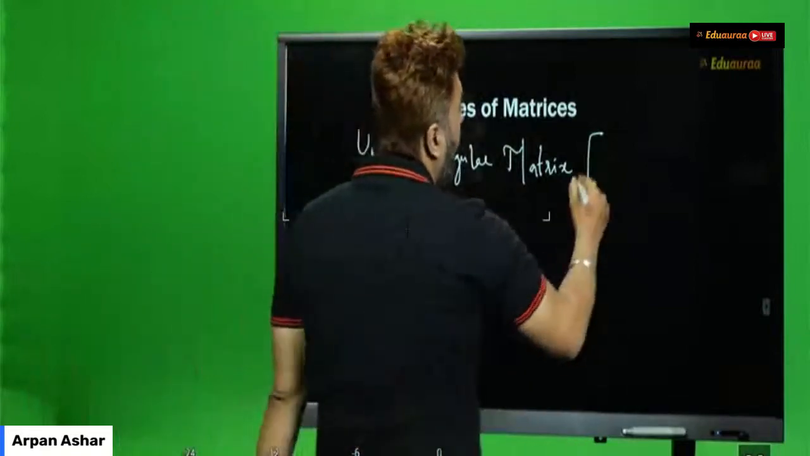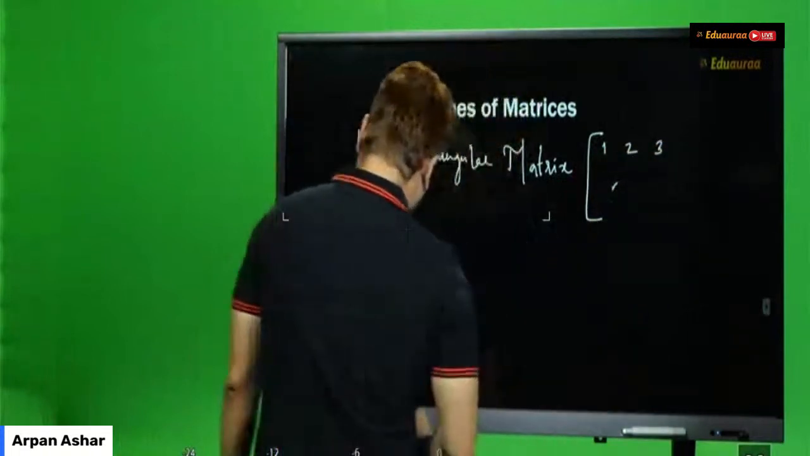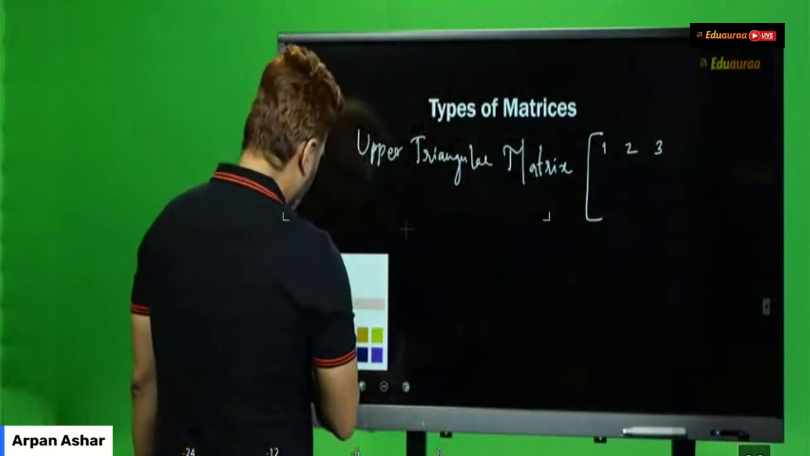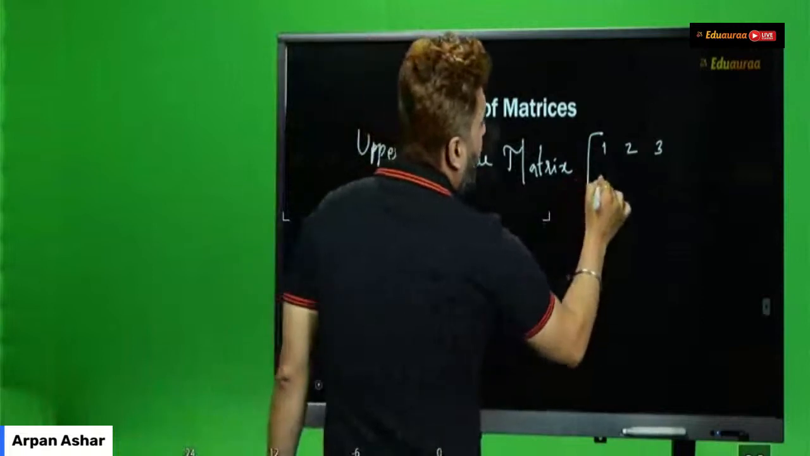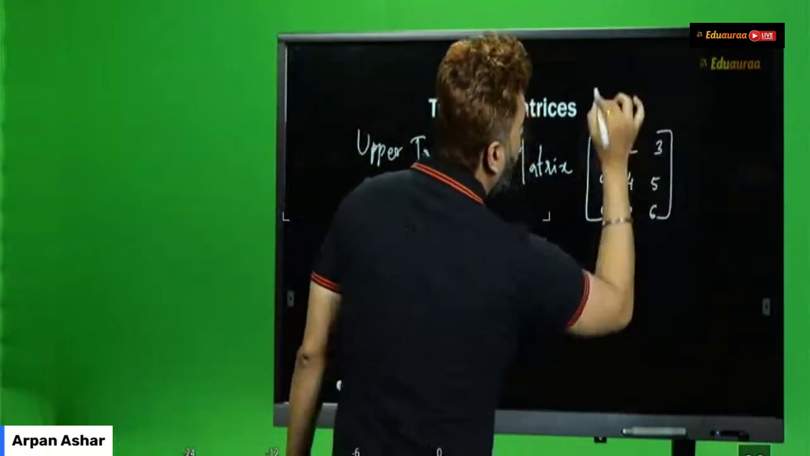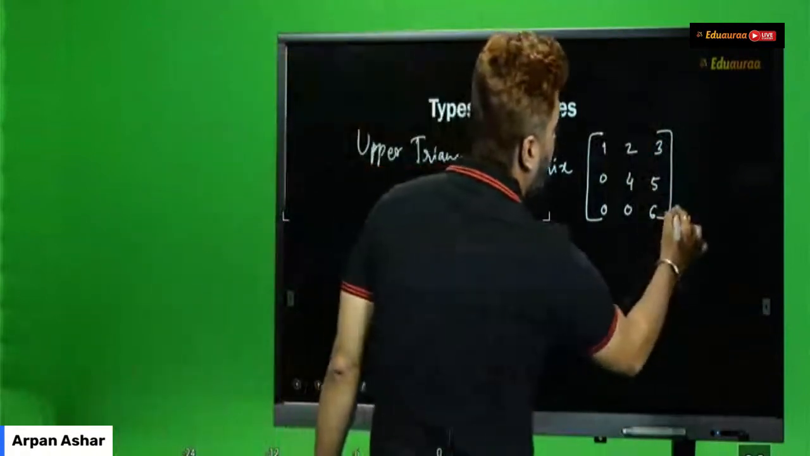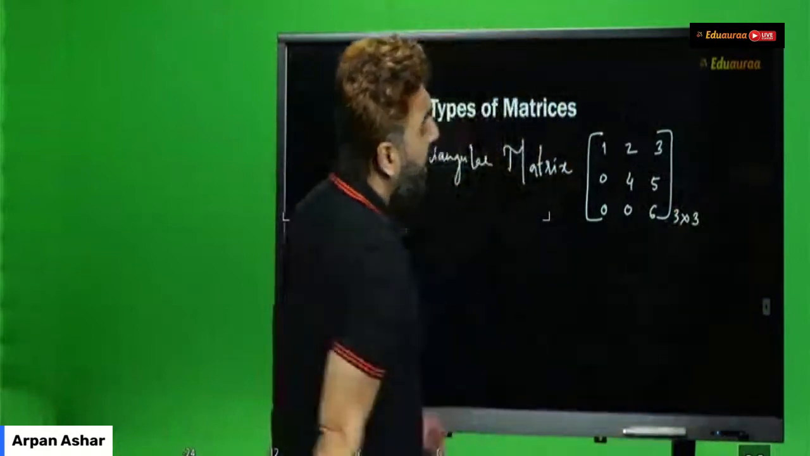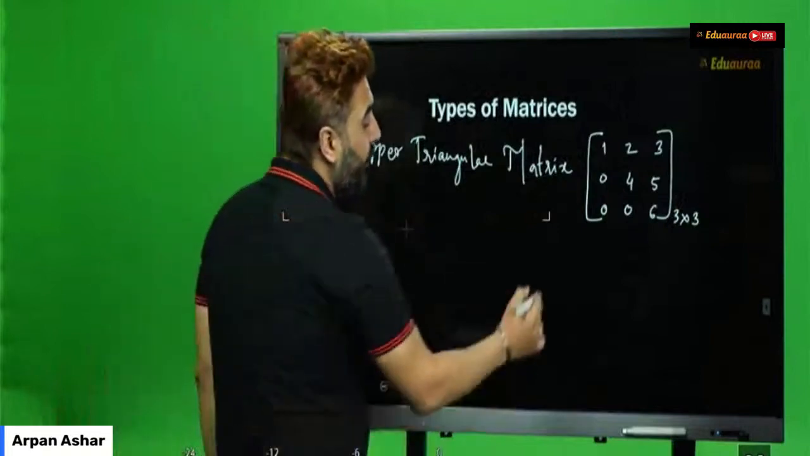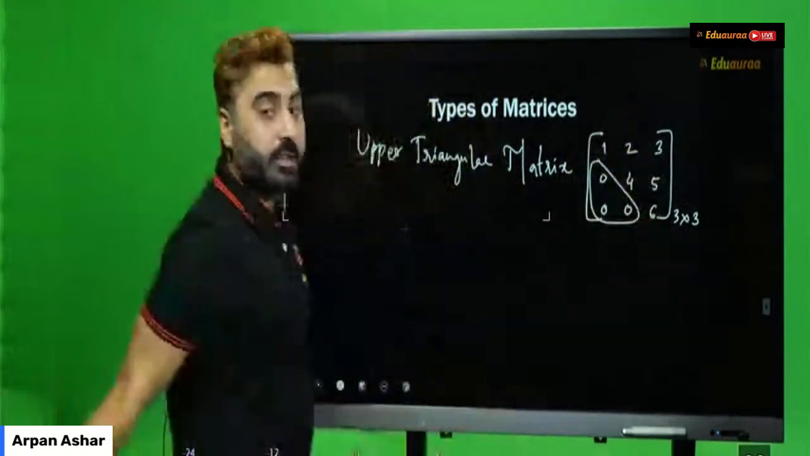So यहाँ पे I will write 1 2 3 0 4 5 0 0 6. So first of all यहाँ पे order क्या है? The order of this matrix is 3 by 3. Now यहाँ पे कुछ unique दिख रहा है? Yes, we can see that these 3 elements are 0.